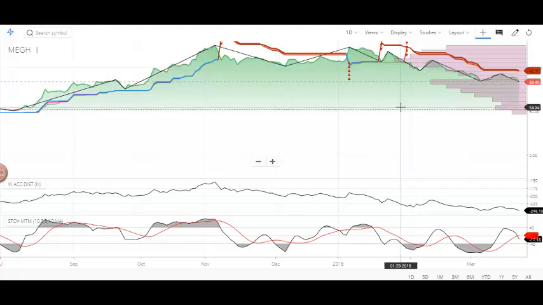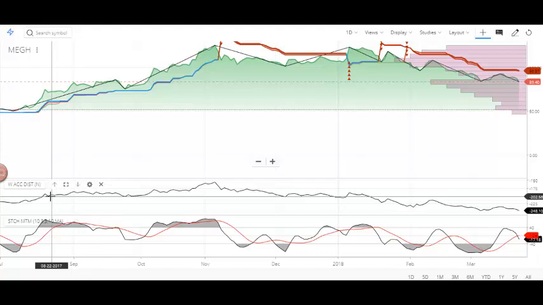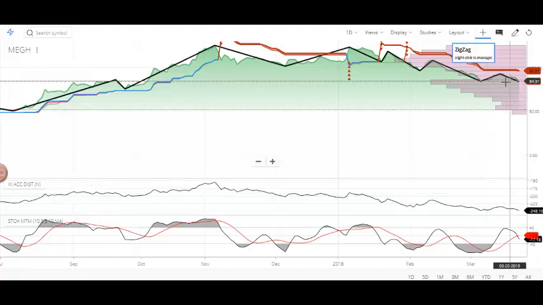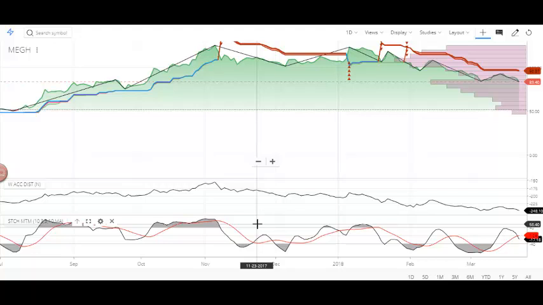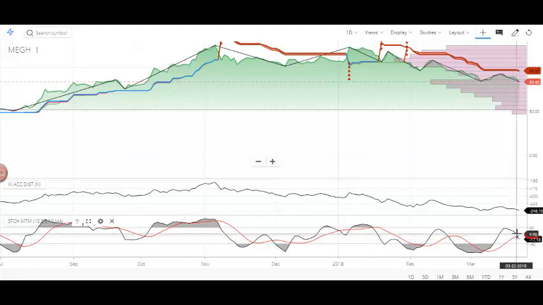Whatever I'm telling you here is supported by the graphs generated by the stochastic momentum. For example, the stochastic momentum graph is going down, and you can clearly see the red line crossing the black line, which is nothing but the signal line, from above, and you can see the trend reversal here.